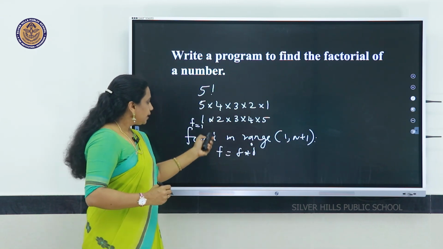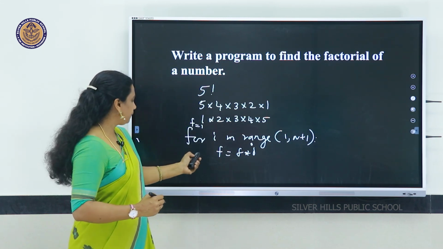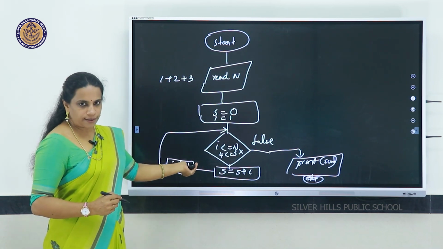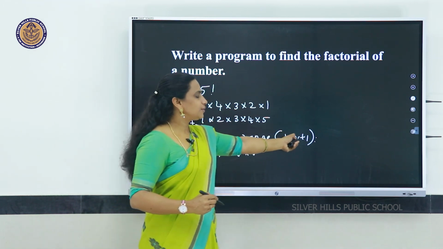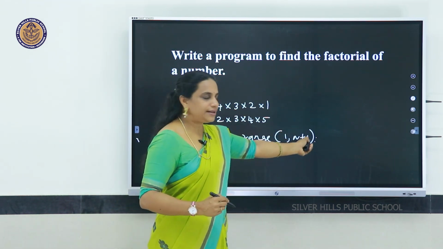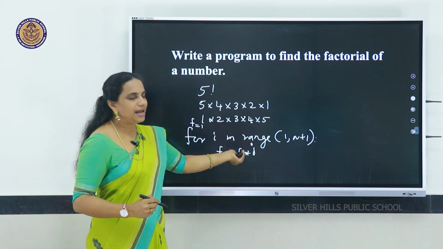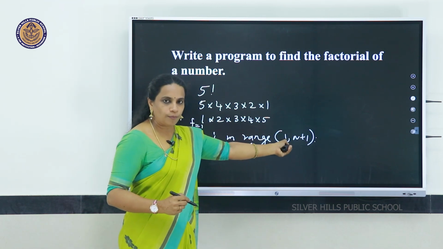Now, when you compare this flowchart and program, in the flowchart you have to specify I is equal to I plus 1. But in the for loop, the increment or the step value by default is 1. Therefore, no need to specify it as a statement I is equal to I plus 1. That is already included in the for loop.